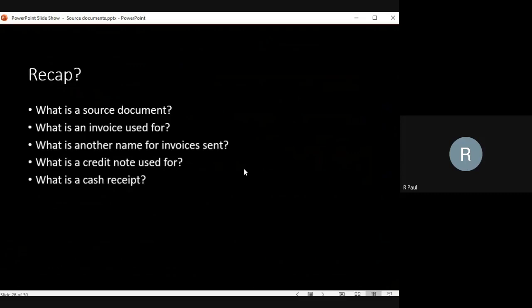What is a cash receipt? A cash receipt is given when goods are bought or sold for cash or by check. And what is a debit note? Lastly, a debit note precedes a credit note, where it is a request for a refund or to fix a situation for a request on the charge.